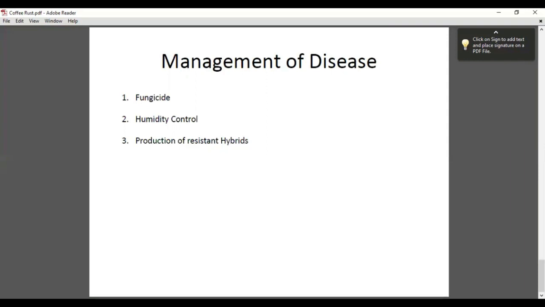Lastly, production of resistant hybrids such as Arabica and Robusta hybrids. However, this method is a short-term solution because rust fungus have the ability to evolve and attack the new resistant hybrids.